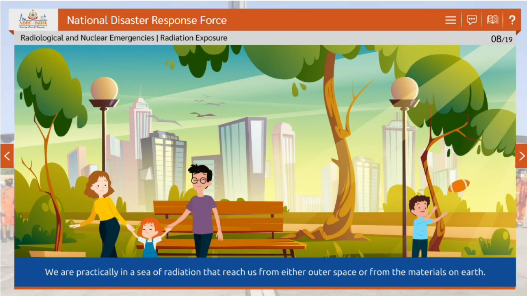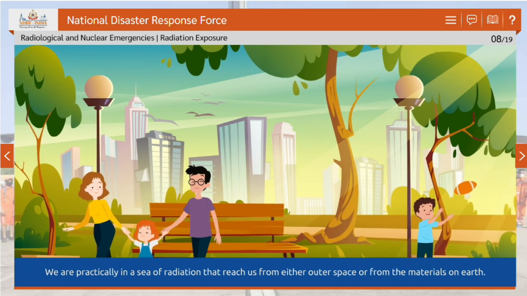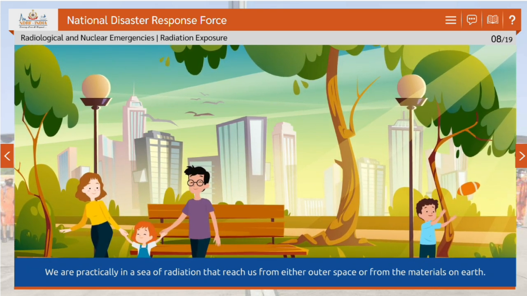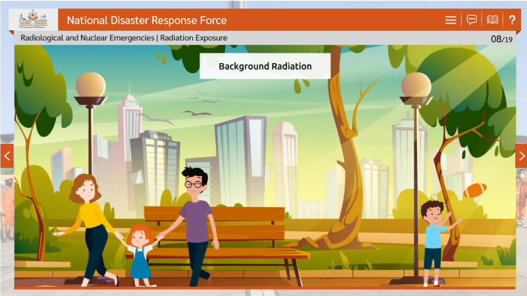We are practically in a sea of radiation that reaches us from either outer space or from the materials on Earth. This is known as background radiation.